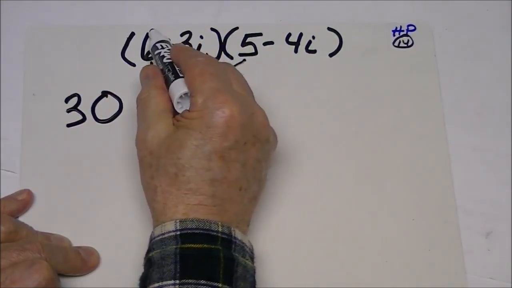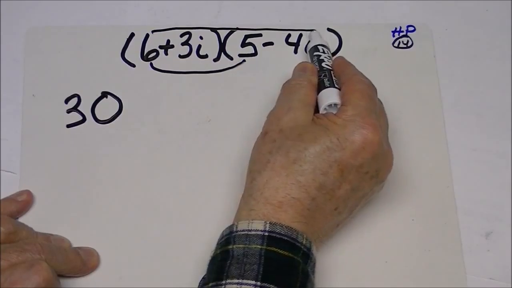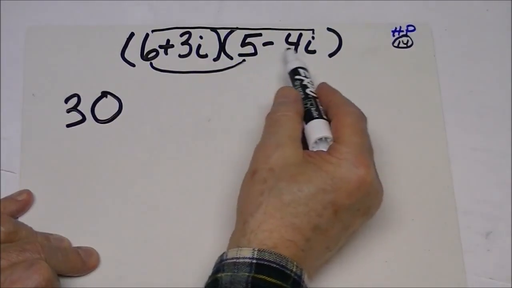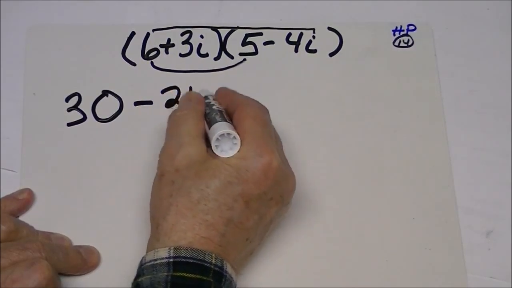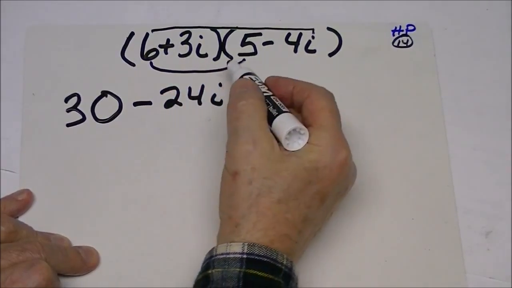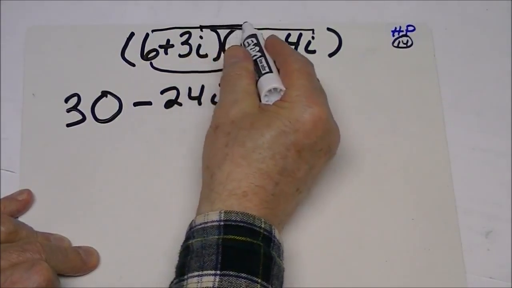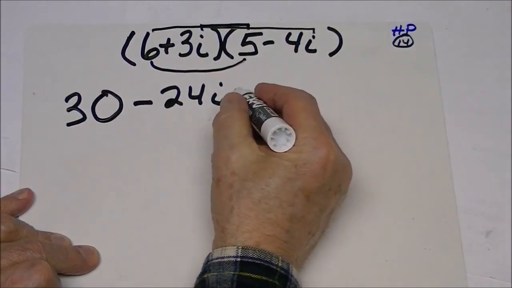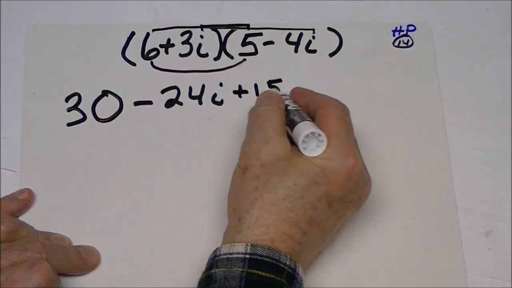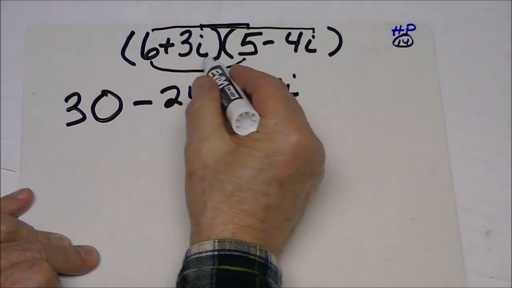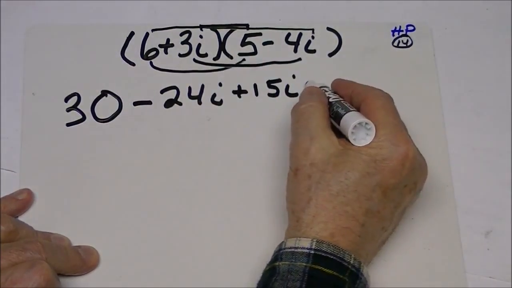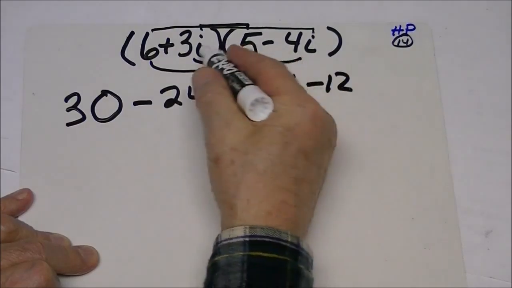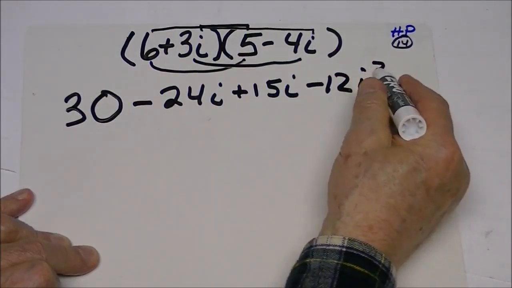We're now going to do the outers. 6 times a negative 4i is a negative 24i. We'll do our inners. This is a positive 15i. And now we do the last, which is a negative 12i squared.